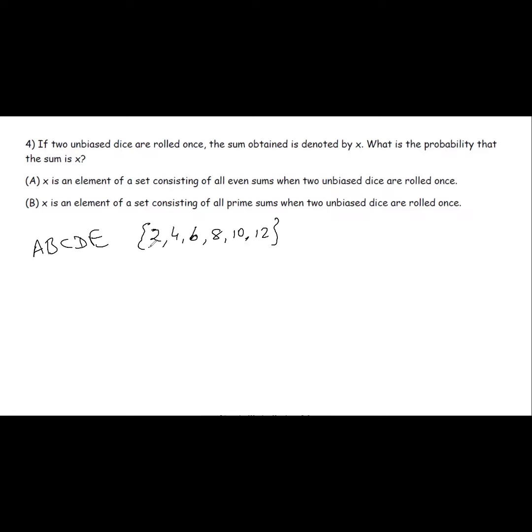So X is an element of the set consisting of all evens. So the probability keeps changing. Suppose it was 2, then out of 36, only once do we get the sum of 2. But if it is 4, then we have 1, 3, 3, 1, so 2 out of 36 possibilities. So the probability keeps changing. So A is not answering. So A and D are out. Correct?